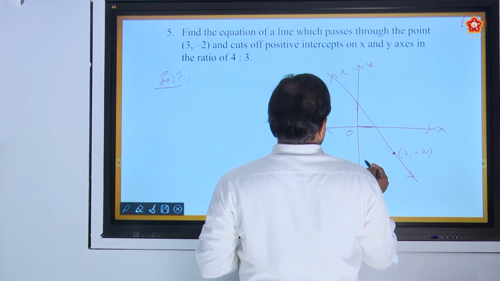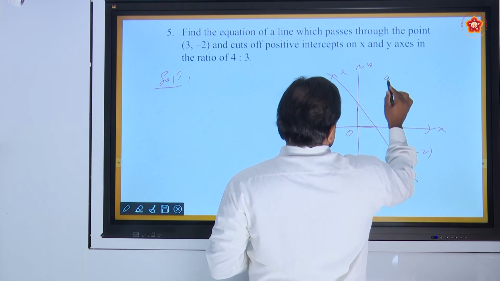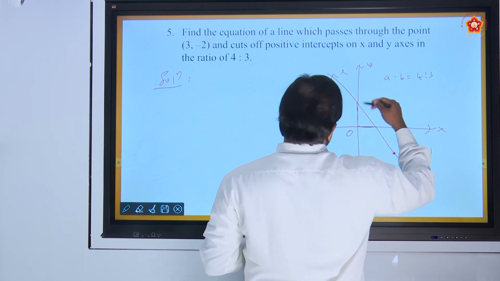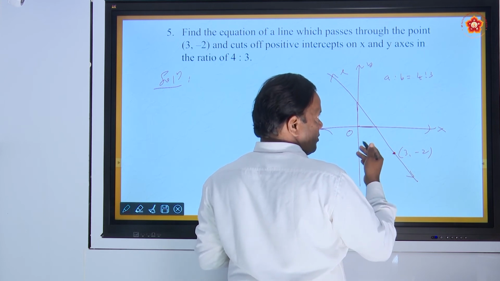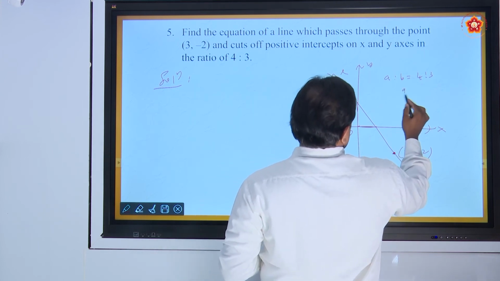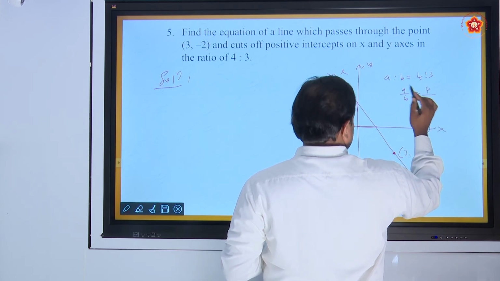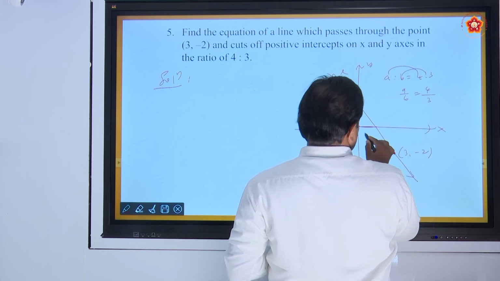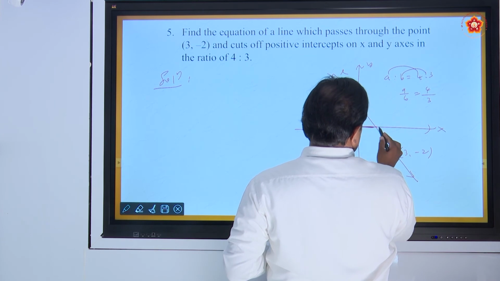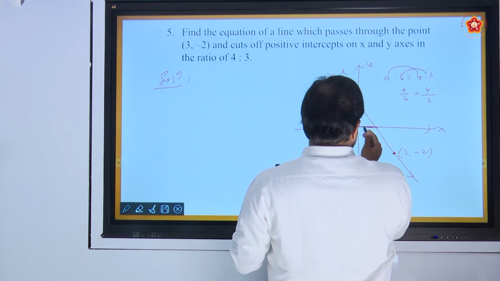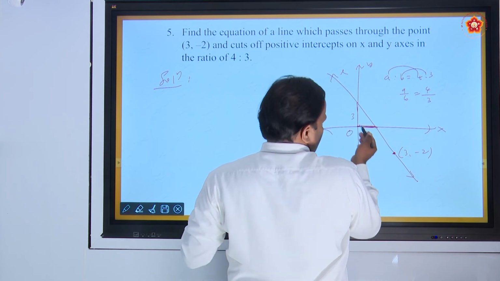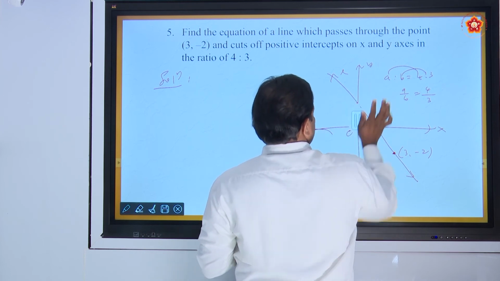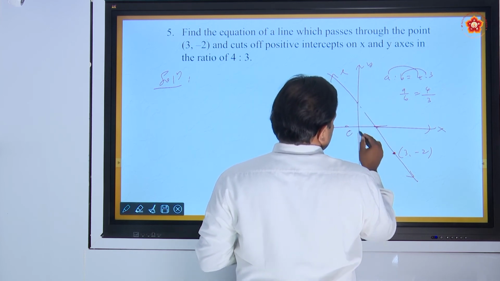The ratio a is to b is given as 4 is to 3. It does not mean a equal to 4 and b equal to 3. The ratio is 4 is to 3, meaning a by b is equal to 4 by 3. This is the meaning. It is wrong to take a equal to 4 and b equal to 3. If you take both like that, you can write the equation of the line directly and there is no need to use the point. Therefore this concept is wrong. Don't take it like this.